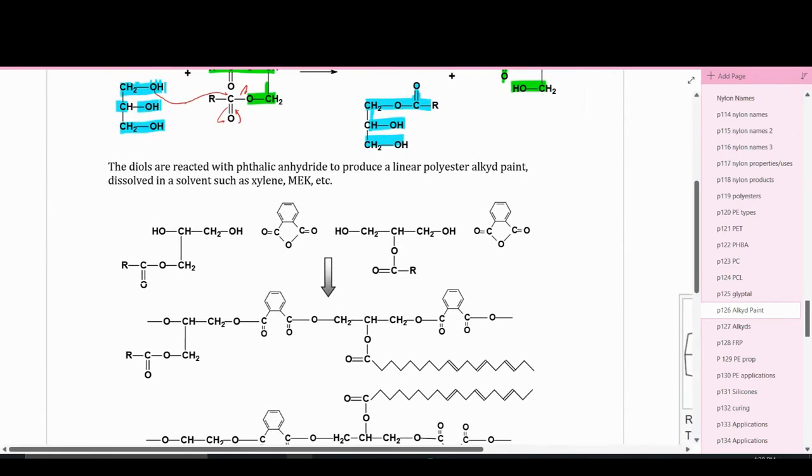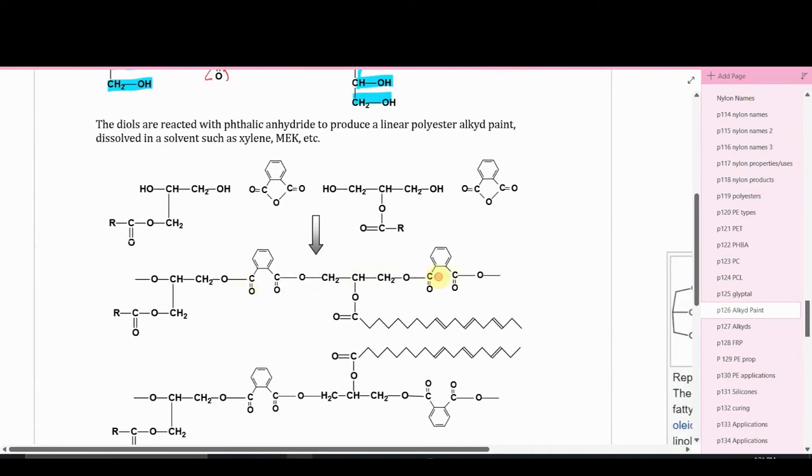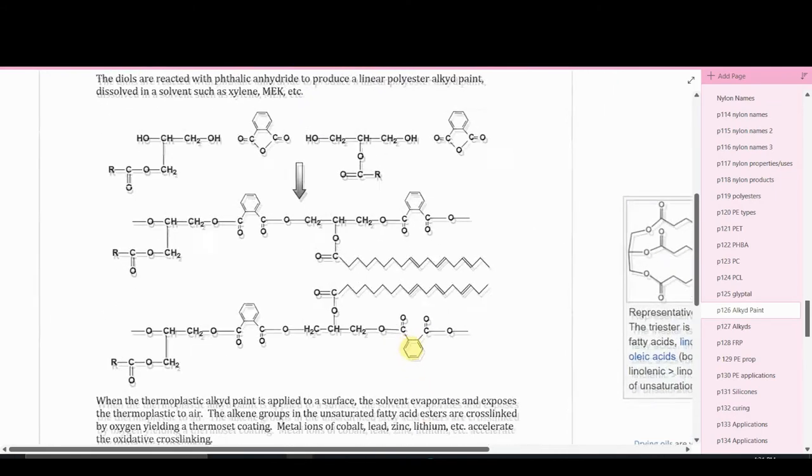So here we have our diols that we just generated from our tung oil, or corn oil, whatever it happens to be, reacted with phthalic anhydride, which is difunctional, right? An acid anhydride and an alcohol is going to make an ester. There's our linear ester. Now, that's the end of the reaction.